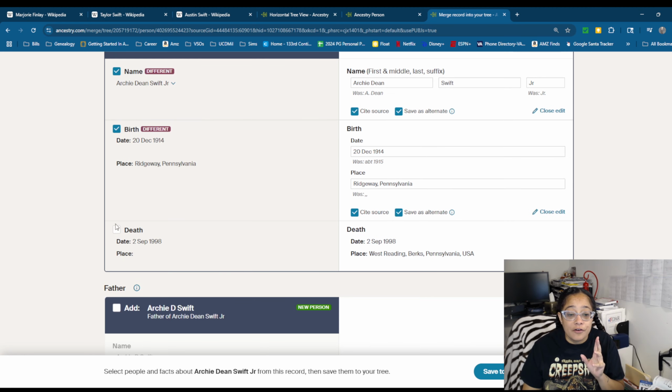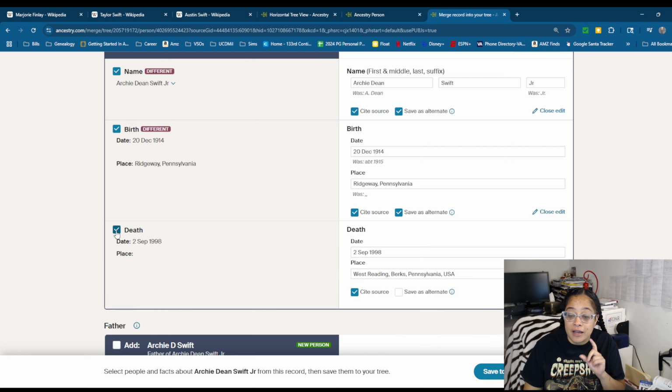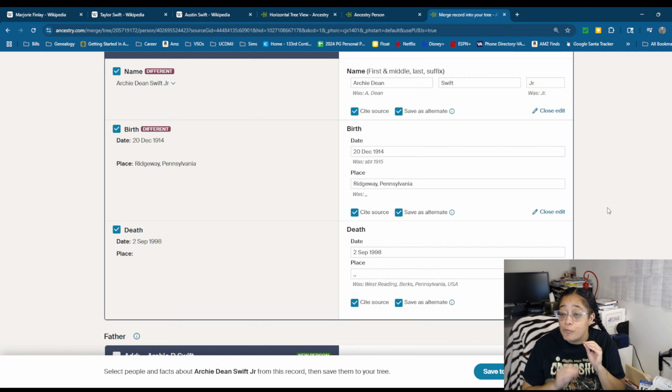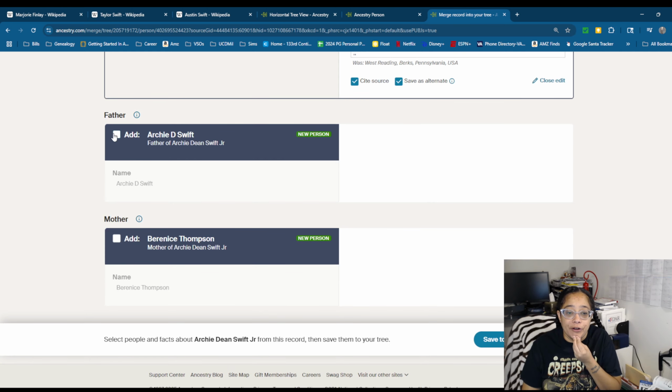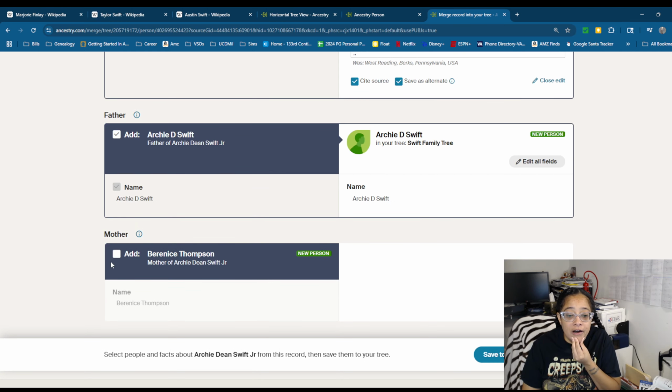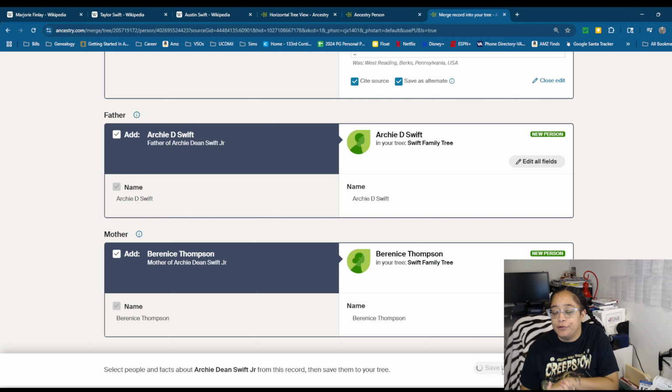Then we have the full date of death, but no place for the Social Security record. So again, I'm going to click alternate and put in my placeholder, because I want all the records that have the date of death but don't have the place attached to them. And then we're going to click for his father and click for his mother. Beautiful.